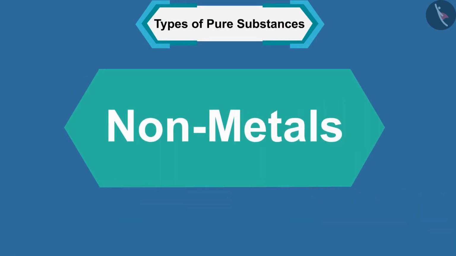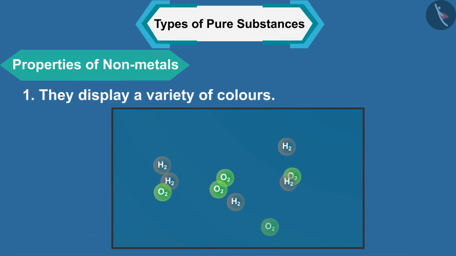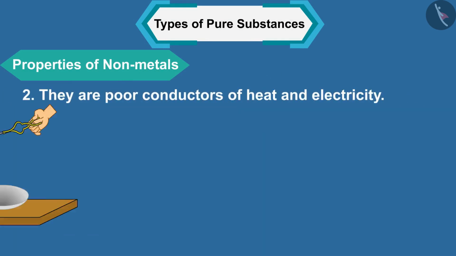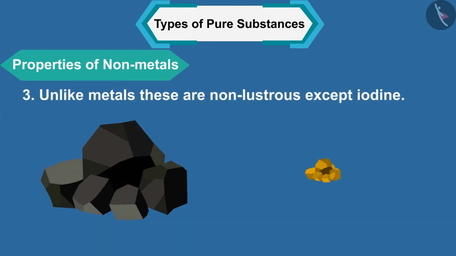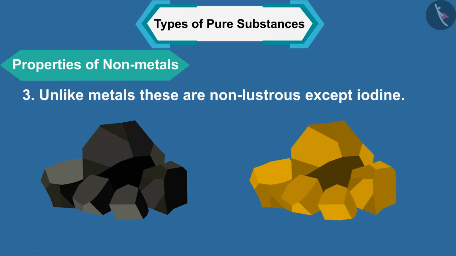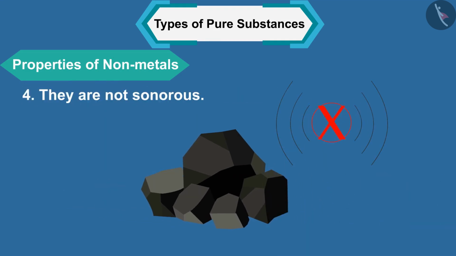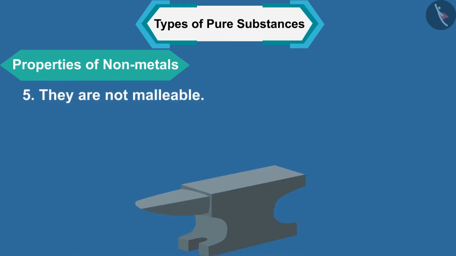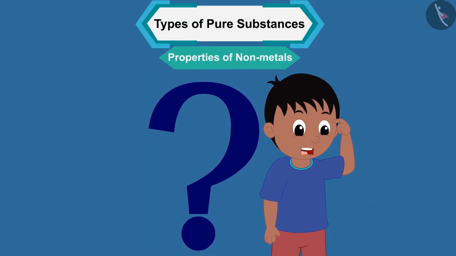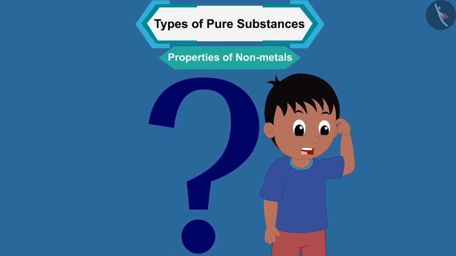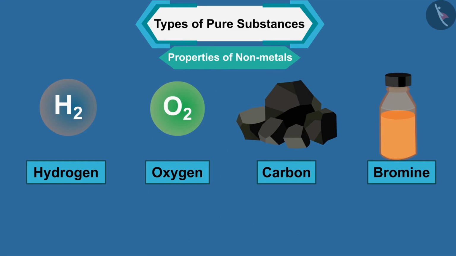Let us now look at some properties of nonmetals. 1. They display a variety of colors. 2. They are poor conductors of heat and electricity. 3. Unlike metals, these are non-lustrous except iodine. 4. They are not sonorous. 5. They are not malleable. Can you think of some examples of these? Examples of nonmetals are hydrogen, oxygen, carbon, bromine, etc.